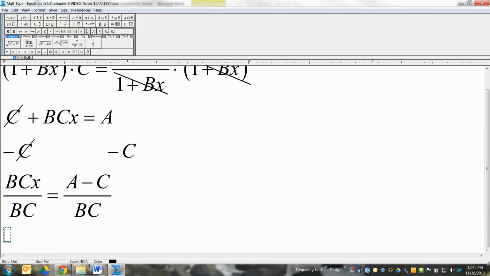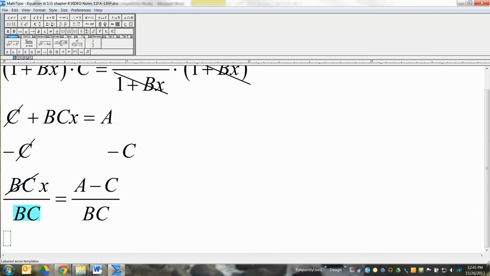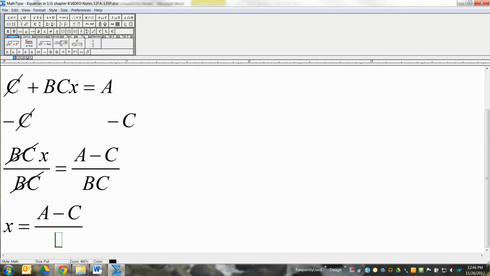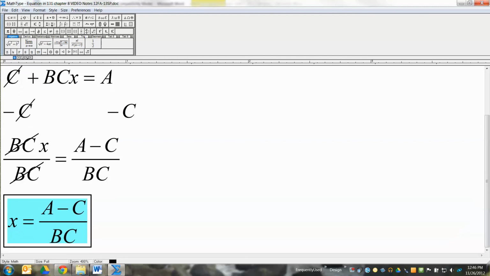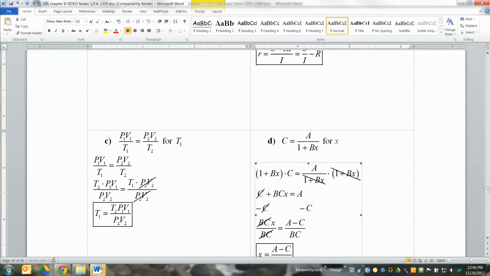Right? So that's going to leave you, let's see, bc divides away, right? bc divided by bc makes 1. 1 times x is just x. So all you're left with over there is x equals a minus c over bc. And there's no point in even trying to simplify that because it's not going to be pretty, because b is not in either one of these terms in the numerator. So we're actually done right there.